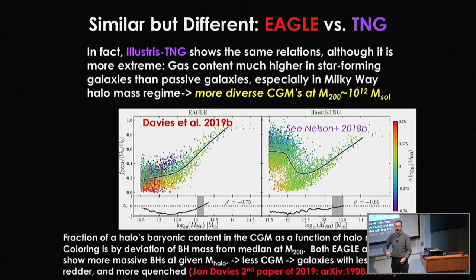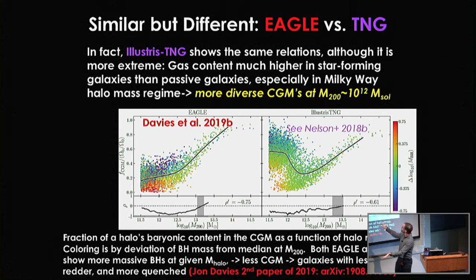And then Rainer is here, Rainer Weinberger made the prescription that goes into it. It's a very sophisticated prescription. There's a quasar mode and a kinetic radio mode, and the radio mode is pretty strong in these, and it can transform a galaxy in short order from the star-forming sequence to the passive sequence. So we see that behavior in Eagle. It's actually stronger in Illustris TNG.